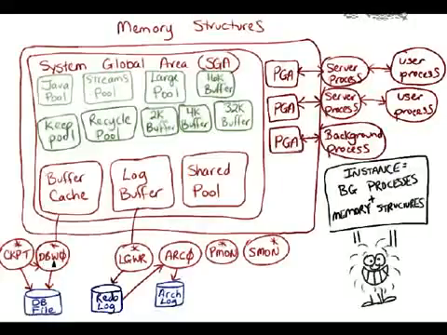Here, DBW0. The reason why there's a number there is because we might have more than one process, DBW1, DBW2, and so on. Okay, so this process is just responsible for writing information from the buffer cache to the database file, and it does it in blocks. Remember, everything is done in blocks, not records.